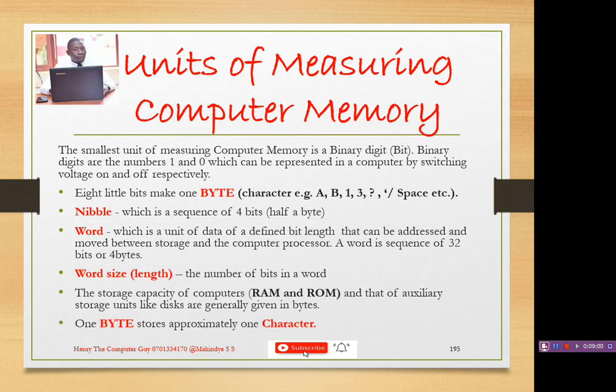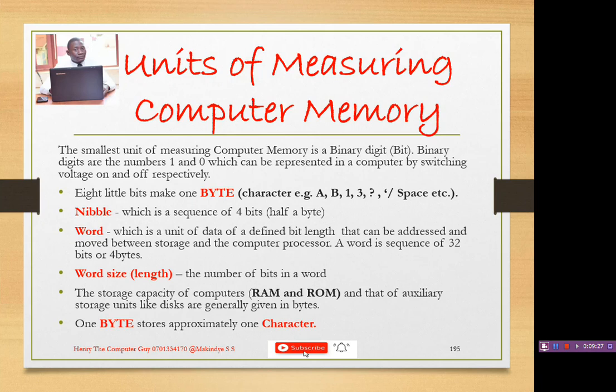We continue, and they're telling us to note that 1 byte stores approximately 1 character. If I say byte A, that is A, it is a byte. That means that it only stores 1 character at a time. So a byte is the same as a character, but that character consists of 8 bits. So in a byte, we have 8 small bits.